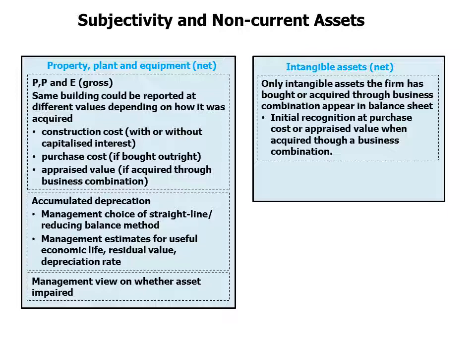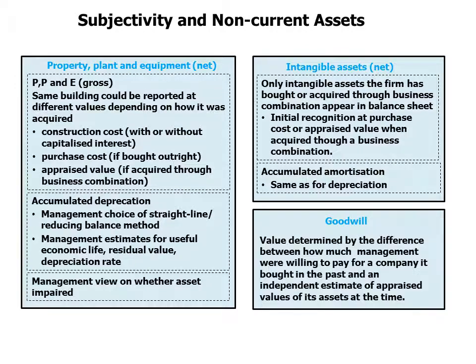And in that case, the initial recognition is a purchase cost if it's bought separately, or the appraised value if it's acquired through a business combination. And accumulated amortization: the same issues that we talked about for depreciation apply to amortization. And finally, goodwill, which is not an asset as such, but it is reported within non-current assets.